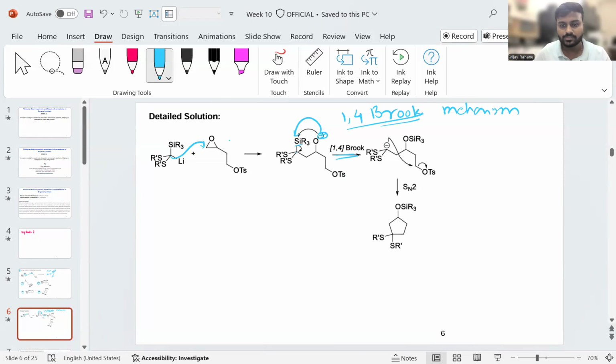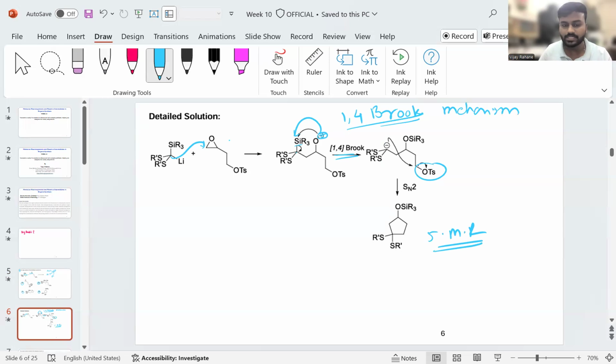Right. So now the negative charge formed on this carbon further attacks the carbonyl. If you look at this carbon, it has the OTS group. OTS is a kind of good leaving group. So when this carbon attacks this carbon, OTS gets eliminated, and the addition takes place in the SN2 fashion. So it leads to the formation of a five-membered ring.